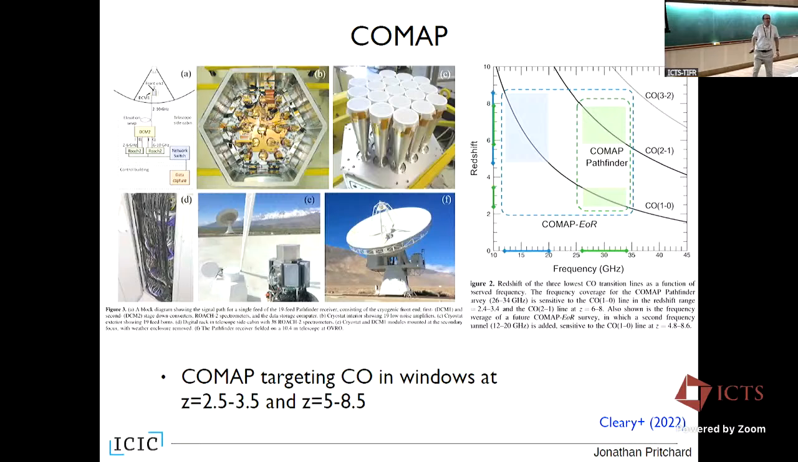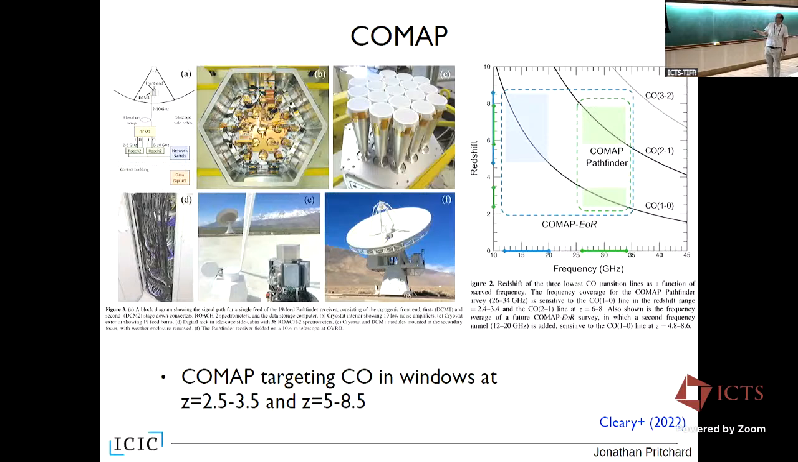Right, so I wanted to show you a nice picture of an instrument, just to give you a bit of a feel for that. So this is COMAP. So this is a 10-meter dish. And under that dish, you have things like this. So these are 19 photons for 19 pixels. You've got some cryogenically cooled electronics for making the detection. And they've run a Pathfinder experiment, and they've got a plan for an extension.